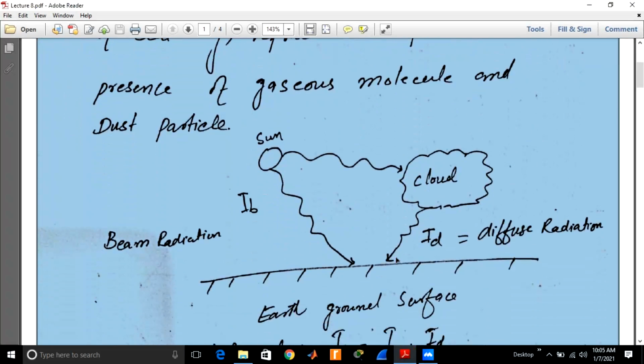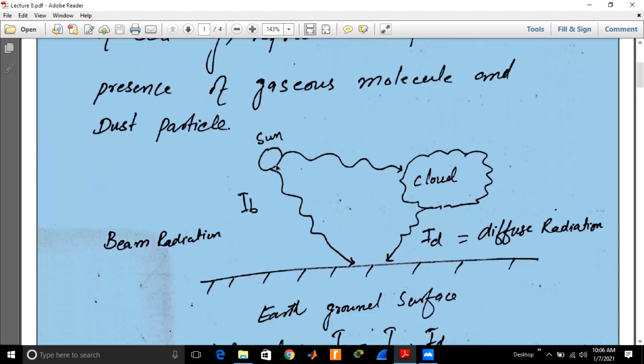For example, this is the sun and this is the earth. The sun's radiation comes from the sun toward earth. So there are two types of radiation. Some of them can come directly to the earth, and some of them first come to the clouds or any other gaseous molecule or dust particles and then scatter from these molecules toward the earth.